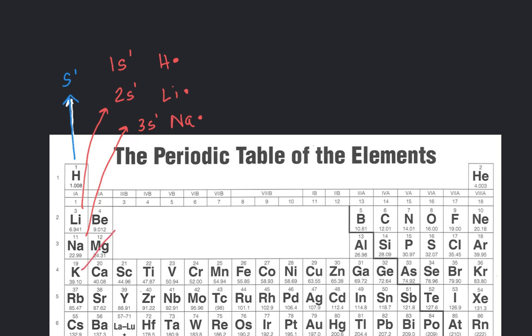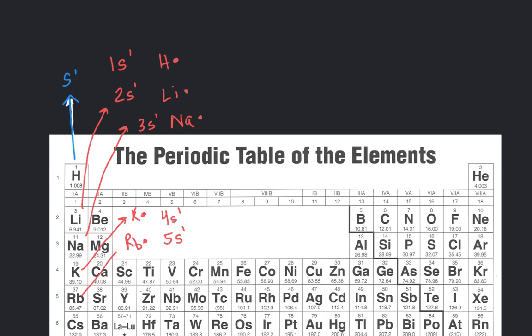Potassium is going to have one dot as well because it has a 4s1 finish. And then 5s1 is going to be rubidium. It has one valence electron. So you'll notice everybody in group 1 has one valence electron, which is why they react in similar ways.